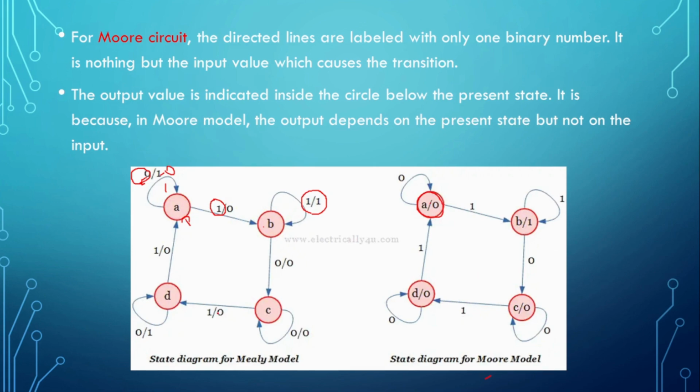This 0 is mentioned with D. Likewise, this 0 is mentioned with C. Like here also, 1 by 1, this 1 is mentioned inside the circle. So this is the Moore model of the state diagram. On the arrow you mention only the input value, and the output value is mentioned with the present state in the state diagram.